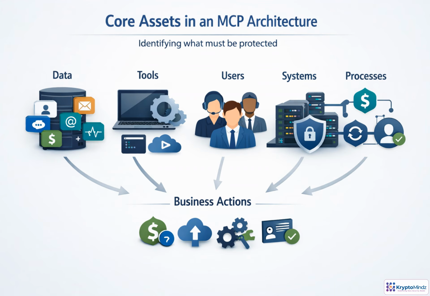The first step is asset inventory. In MCP, assets are not only databases and files. They also include credentials, such as API keys, OAuth tokens, and signing keys. They include tools, because each tool is an executable capability the model can invoke. They include users and systems that trust the MCP server. And they include business actions: issuing refunds, changing accounts, deploying code, or granting access. Treat those actions as assets even when the API call looks ordinary. Ask, if this were misused, what damage could follow?